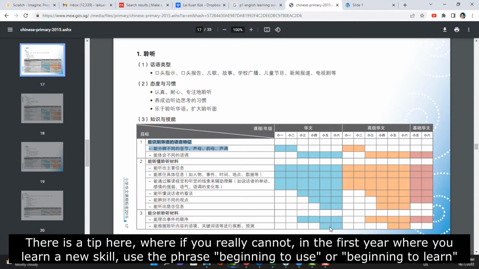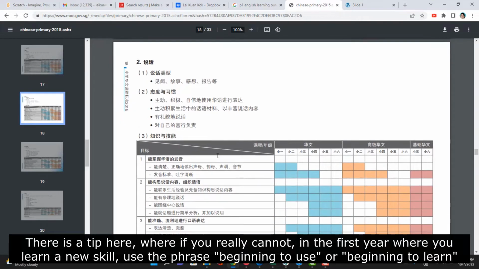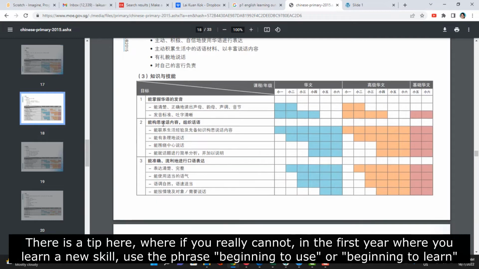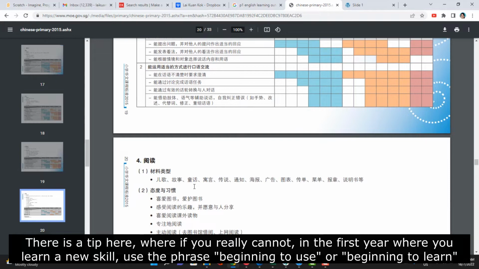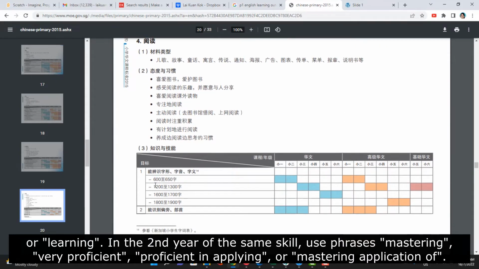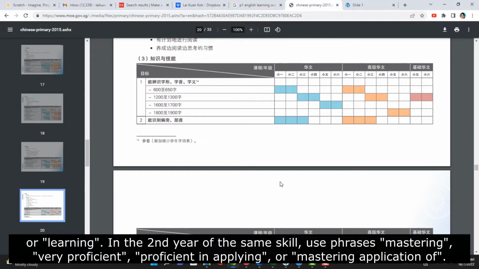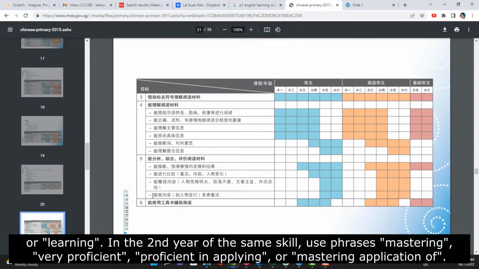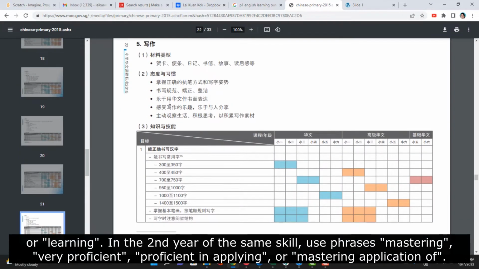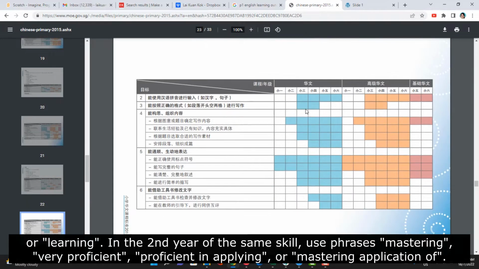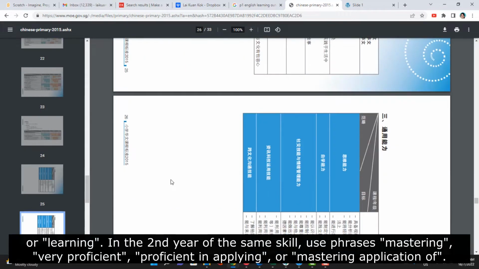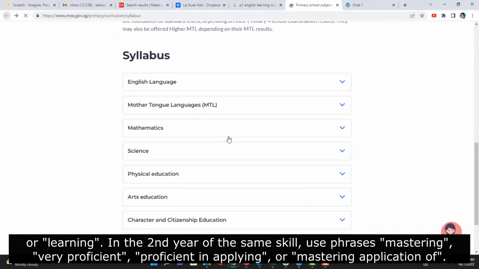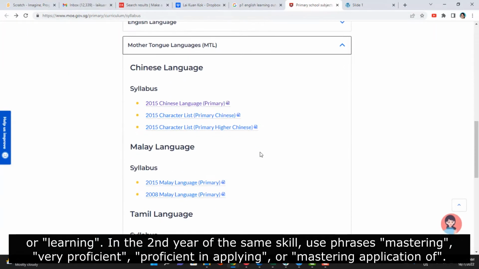And there's a tip here: if you really cannot, one way is to say that the first time you introduce the subject, it is beginning to use, beginning to learn, or learning. These are some of the words you can use. The second year that they're reading the same content, you can then say mastering. Or more proficient, very proficient in using these skills, or very, very proficient and mastering application of this knowledge. This is what you can do.